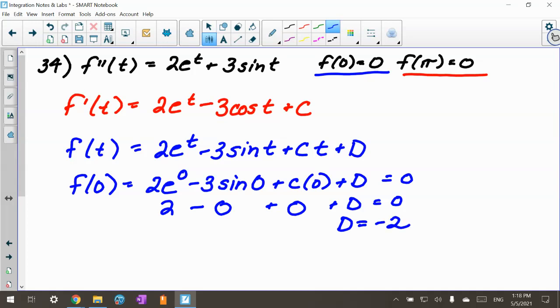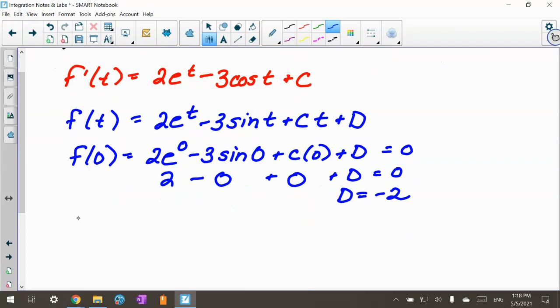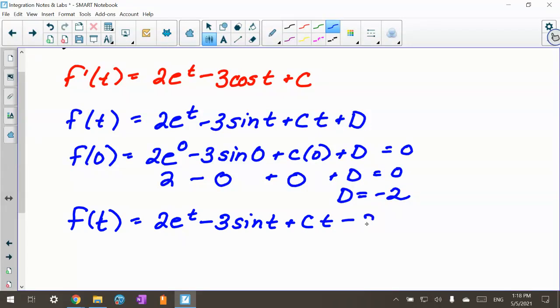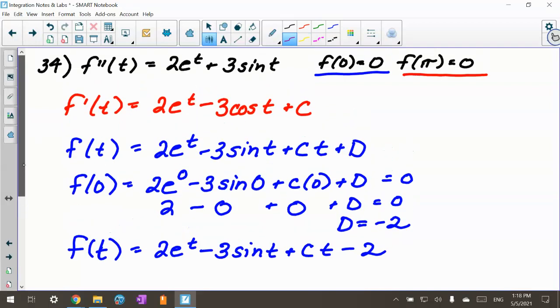So I found that. So now I have f of t, so I can plug that in at least for the d, is going to be 2e to the t minus 3 sine t plus ct, which I don't know what that is, minus 2. So I'm getting there. So I'm going to change the color here to purple. Now I'm going to use the other information. So I'm going to use this one right here. f of pi is 0. See if that helps us.